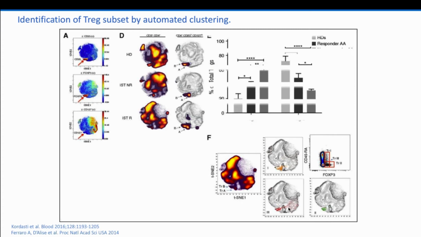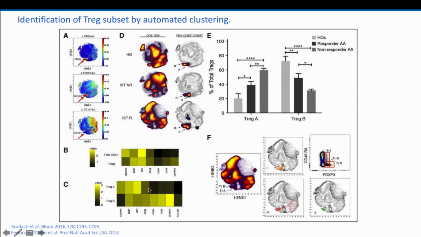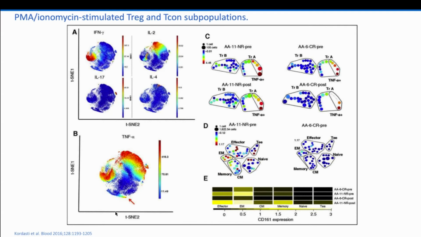When we looked at the frequency, of course, this frequency was significantly different at time of diagnosis between responder and non-responder. And these Tregs were based on non-redundancy scoring, if you like. Treg A and B have specific markers defining these populations. And if you then stimulate CD4s, as is clear here, you have an area of interferon gamma, IL-2, IL-4, IL-17.